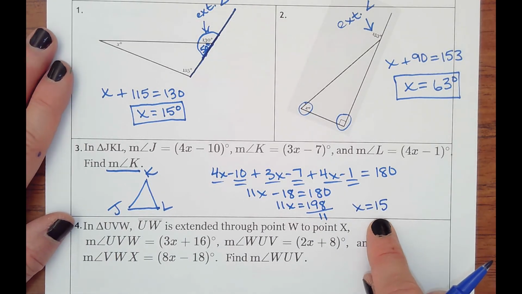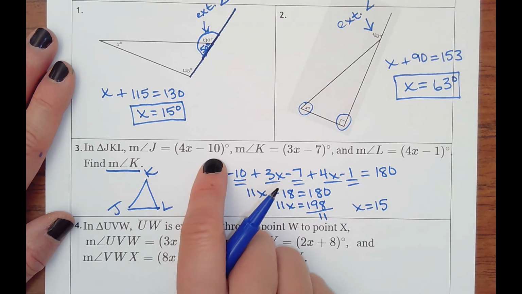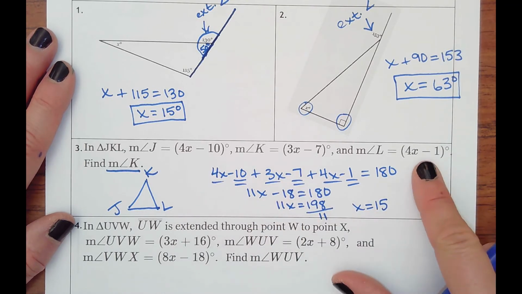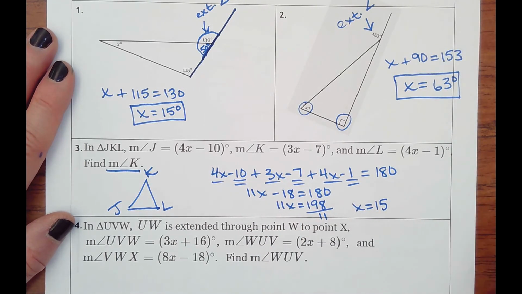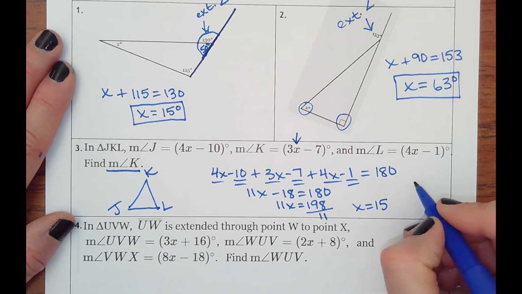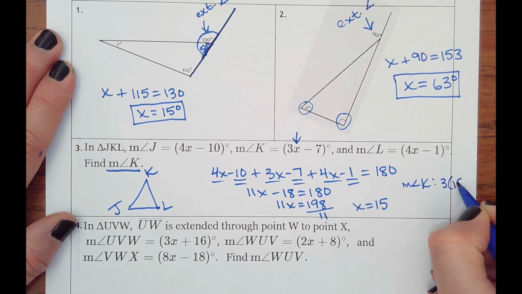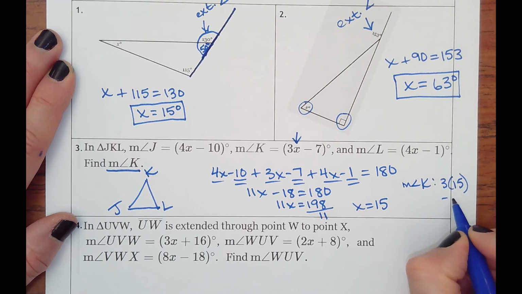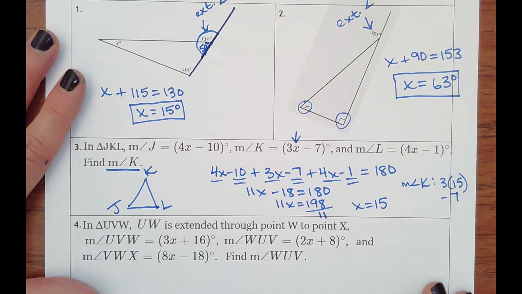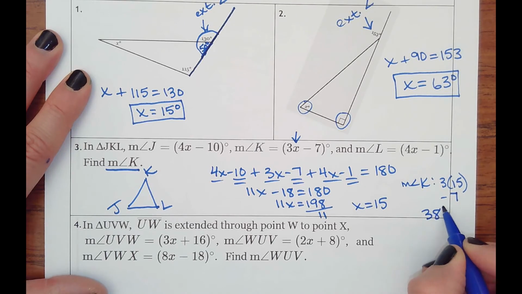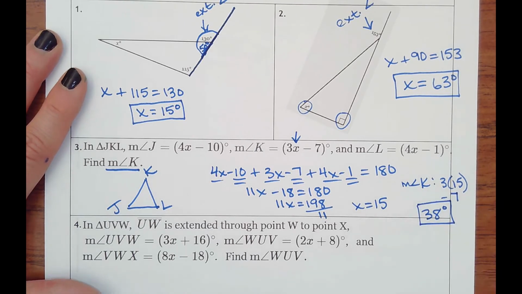That is just what x has to be, so this would be 4 times 15 minus 10. This would be 3 times 15 minus 7, and 4 times 15 minus 1. We only need to plug it in right here. So to find the measure of angle K, you're doing 3 times 15, which is 45, minus 7, which is 38 degrees.